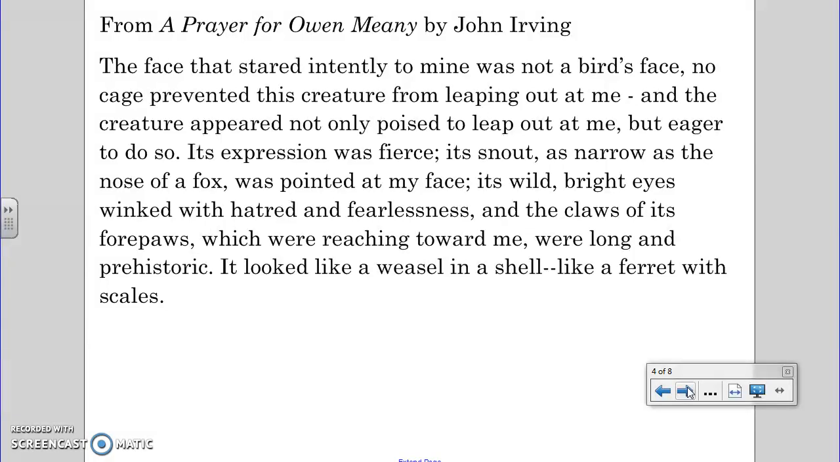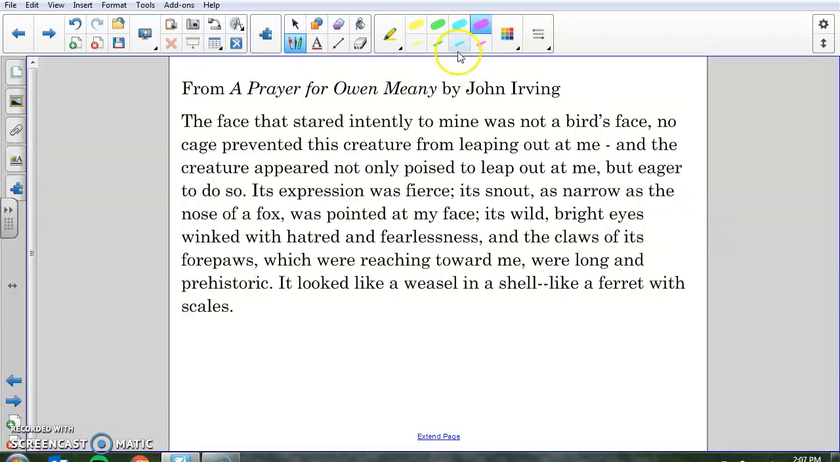Welcome back. So here are some of the lines that I felt were the most important from this particular section of text. I really liked the face that stared intently. I thought that was very descriptive. I liked not a bird's face. I thought that sounded pretty neat. I also liked no cage prevented this creature. I actually took out the creature and I like leaping out at me. And I actually even took out just the leaping out just so it was just leaping. I liked the line, the creature, repeating that again.